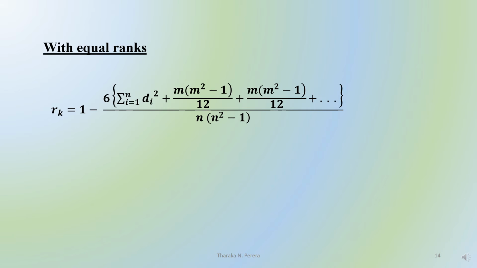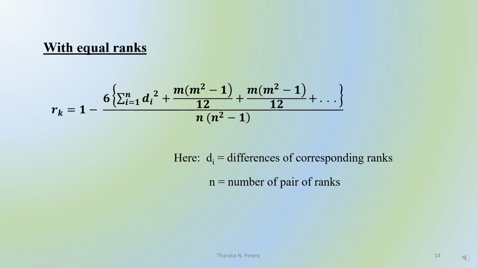So this is the formula when the data set has one or more equal ranks. Here, Di means difference of corresponding ranks, N is the number of pairs of ranks, M is the number of pairs with equal rank. Let's see a hypothetical example for this situation.